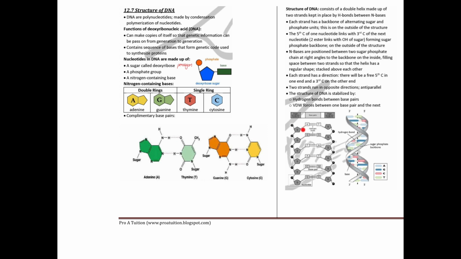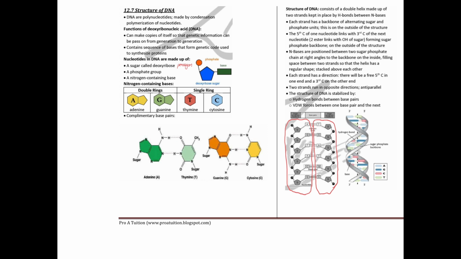As you can see, this is one polymer. Let's say I put a circle like this. This is one polymer. And this is another polymer. So there are two polymers.